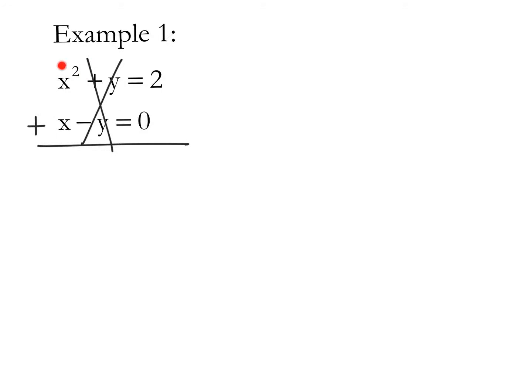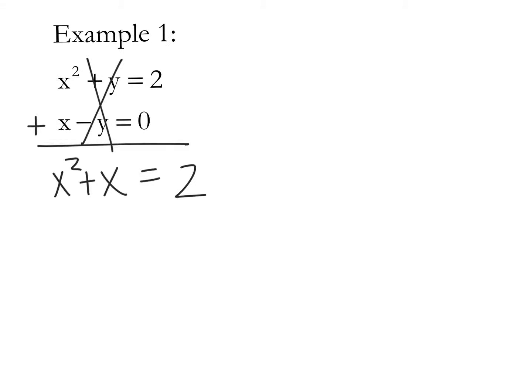Here's the weird thing: how do you combine x squared and x? You can't. What you're supposed to do is write x squared plus x. They're not like terms, so to add them, you just add them. Okay? And then we also have to add the 2 and the 0. So we get 2 over here.